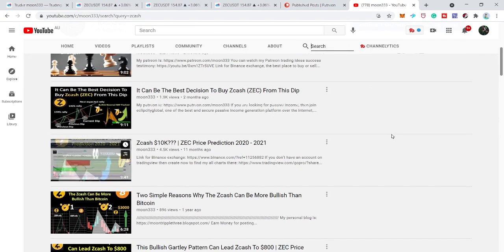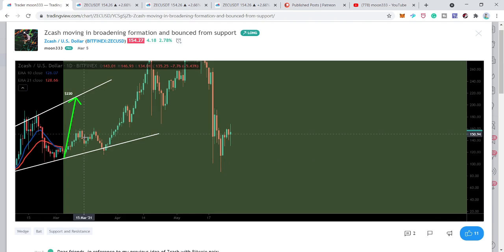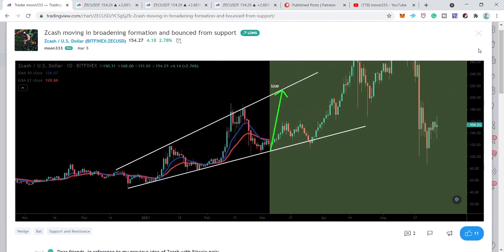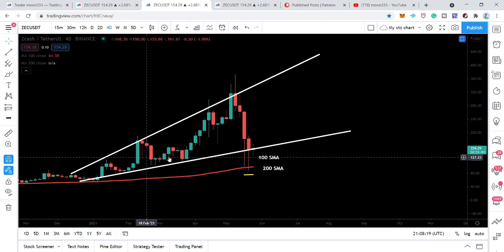on both platforms. Now let's play this chart, and we can see that the price action again turned bullish from this support of the broadening formation. First it turned bullish, formed a bad pattern here, and turned bullish again from the support. And this time the price line is continuing its move in this same broadening formation that I'm going to share with you. And this is the same broadening formation.